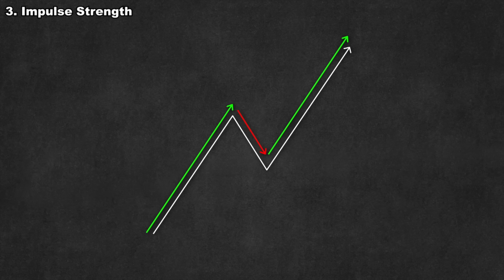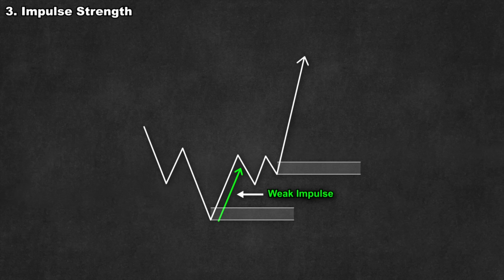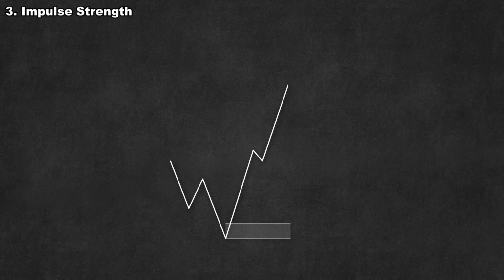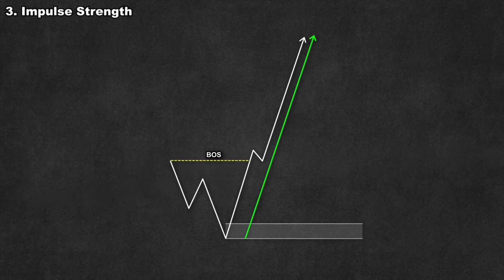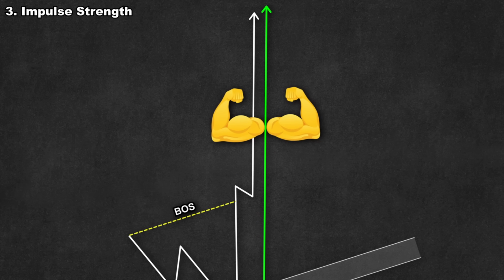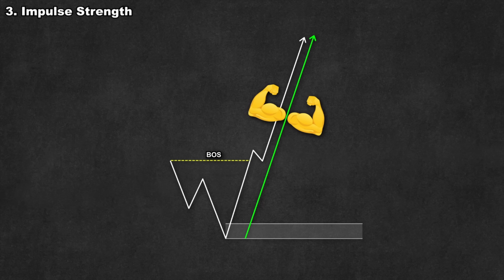Third, look at the strength of the impulse. Not all order blocks are born equal. If a zone produced a slow, choppy, sideways price action before eventually pushing up, that's a weaker zone. But if a zone produced a strong, fast, directional move that broke structure and pushed into new territory, that's where the real institutional pressure was. Focus on the zones where the impulse was strongest, especially when that impulse directly caused that break of structure.